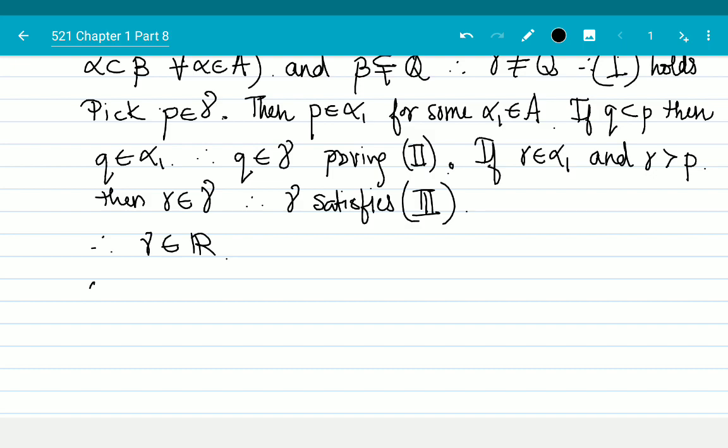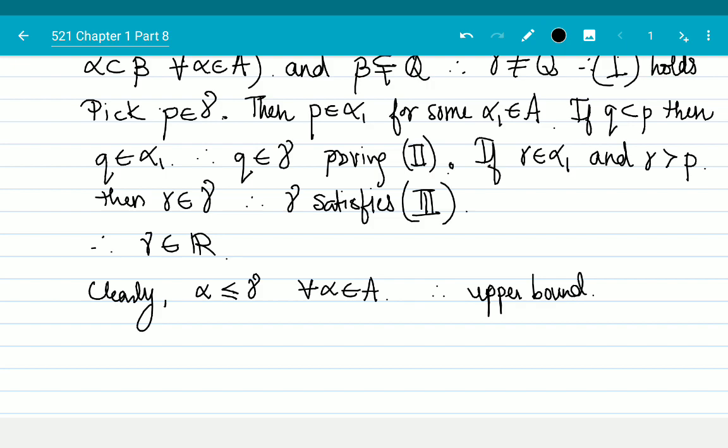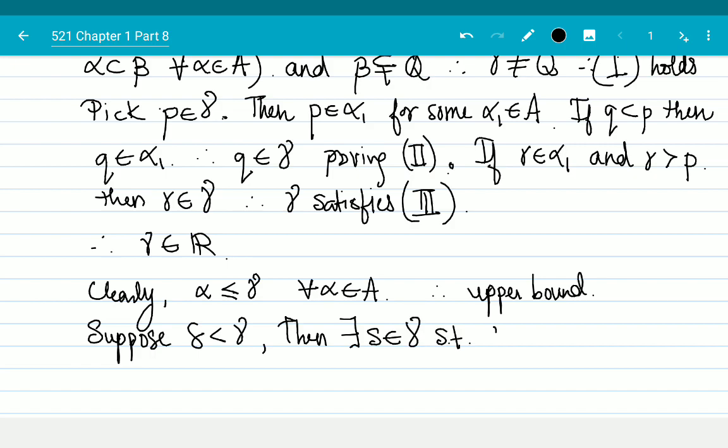Well, clearly, alpha is smaller than or equal to gamma for every alpha in A, right? So it is an upper bound. Now suppose there was some delta smaller than gamma, right? Then there exists some S which belongs to gamma such that S does not belong to delta, right?